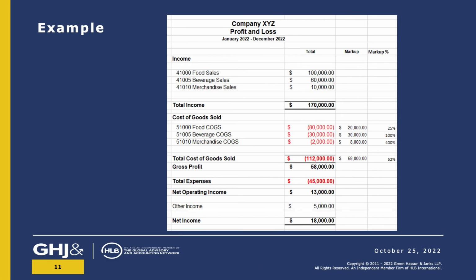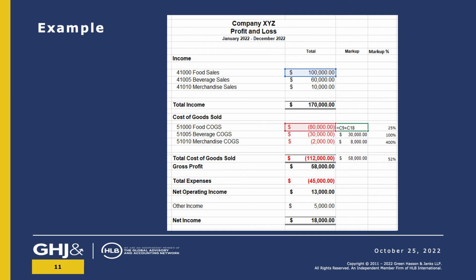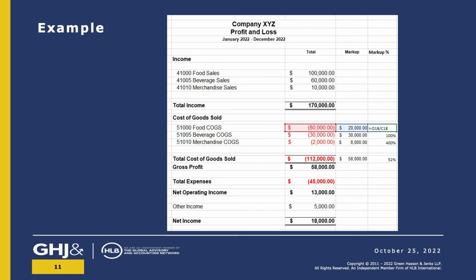In this example, we are looking at the same company, XYZ, same revenue and same COGS line. To calculate markup, we are first going to calculate how much extra we are charging for each line item. For food, our cost is 80,000 and our revenue is 100,000. So our markup is 20,000. You can calculate that by subtracting our cost from our revenue. To calculate the markup percentage, what we're going to do is take that 20,000 and divide it by our COGS, our total cost, and that's how we get that 25%.